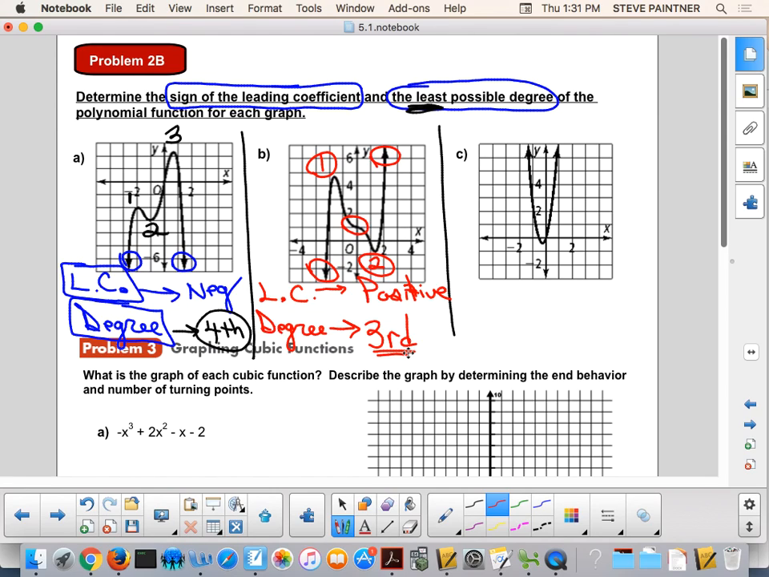And of course, some people are going to say, well, so is a 5th. A 5th degree could turn twice. Yeah, so could a 7th, so could a 9th, so could an 11th. We're picking the least. Next.